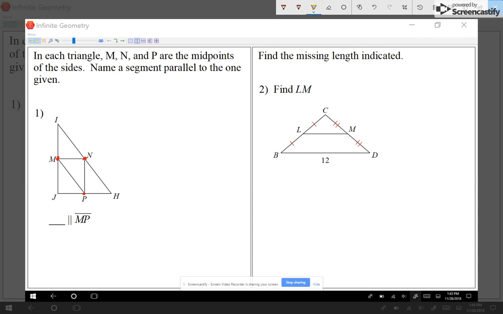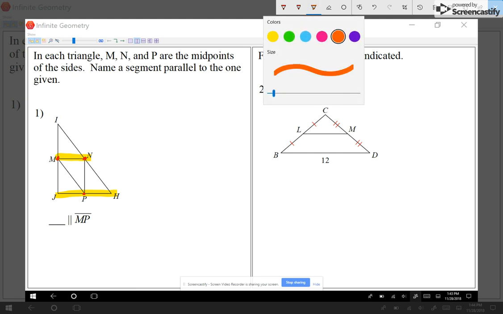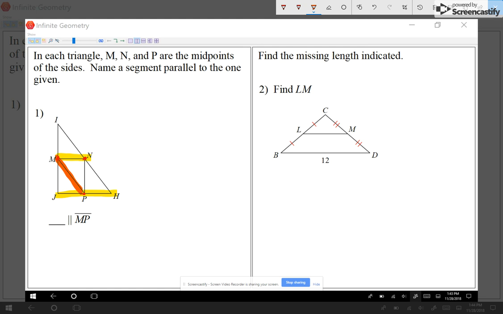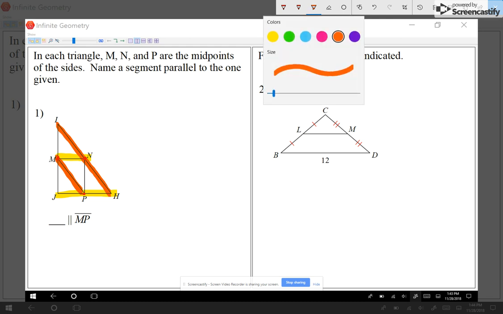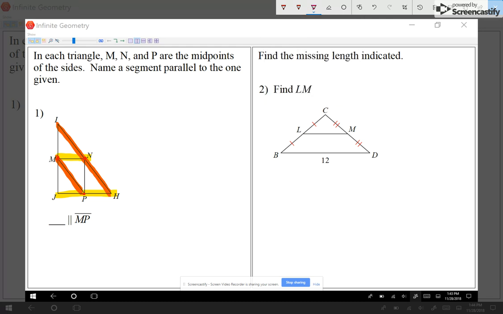Now, the interesting part of the mid segments is if I look at one of my mid segments, in this case MN, that segment is parallel to one of the sides of the triangle. In this case, this side. If I look at another mid segment, this one, it's parallel to this side. And if I look at my third mid segment, let's say this one, NP, that is parallel to the segment IJ. So each mid segment is parallel to one side.